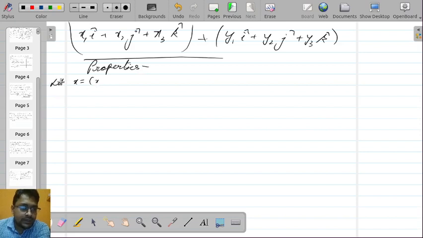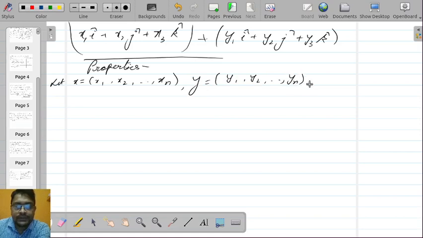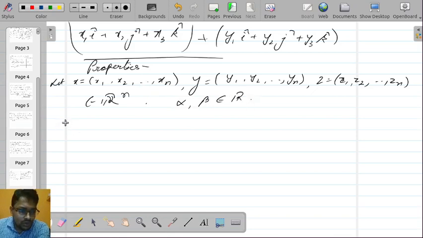So let x equal to x1, x2 up to xn, y equal to y1, y2 up to yn, and z equal to say z1, z2 up to zn, in R to the power n, and alpha comma beta are scalars. So number one property is that x plus y is equal to y plus x.